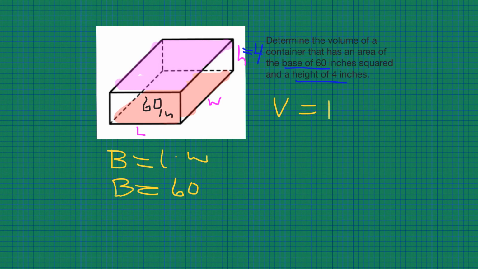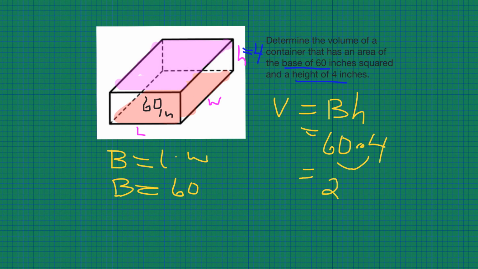Volume equals base times height. Well, I already know that the base is 60 inches. And I know that the height is 4 inches. Look at that. This is an easy one now. Multiply 60 times 4. I'll give you a little time. Yes, it is 240 inches. And don't forget, we have 3 dimensions, so we put cubed. Awesome. There we go. And that is our answer, which we box. And you have done a great job.